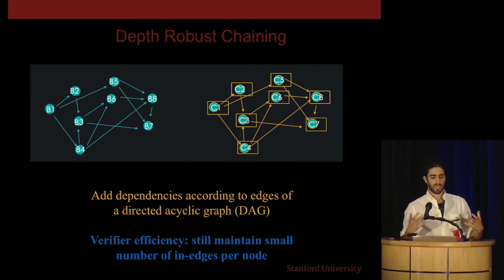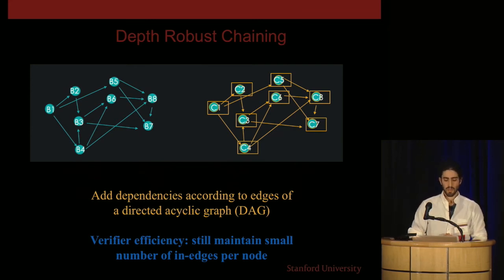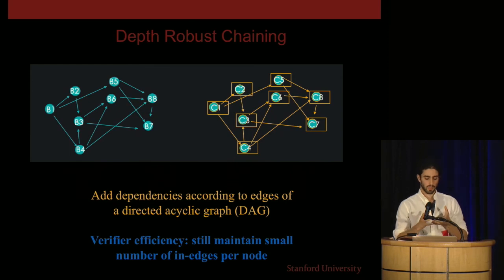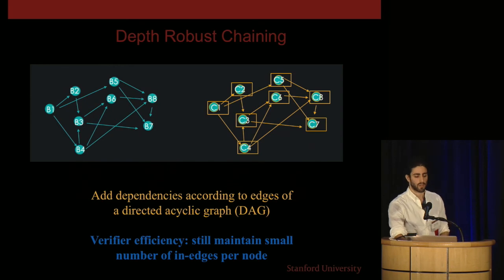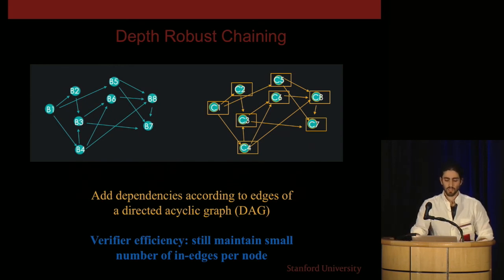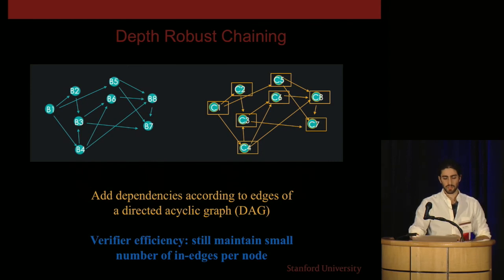And the reason I'm calling them depth-robust chaining is because it's derived from these graph structures that have this depth robustness property, which I'll explain in a moment. But the idea is to derive the dependencies according to the edges of a more complex graph, not just a linear chain. And we still want to maintain verifier efficiency, so that the number of predecessors of any given block is still small, so that the verifier can query for just some number of these encodings and their predecessors and decode efficiently to check correctness.